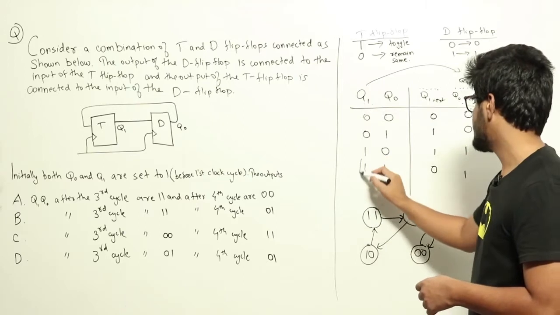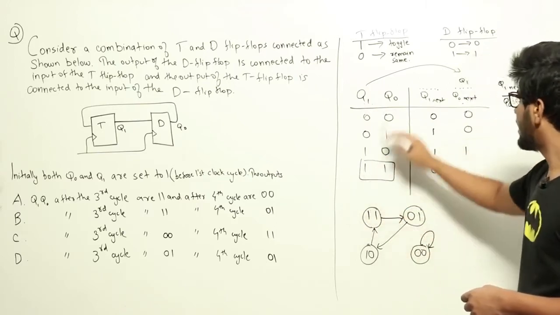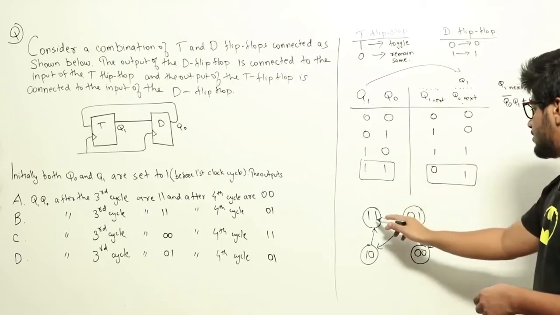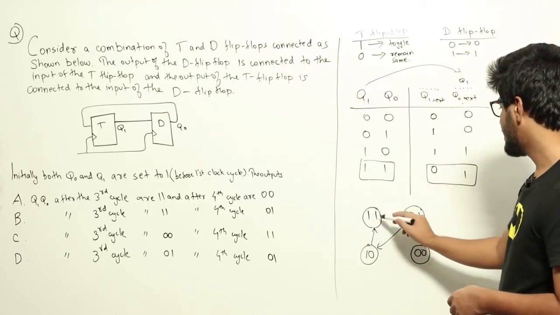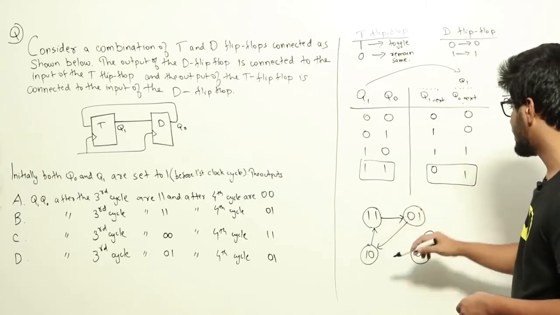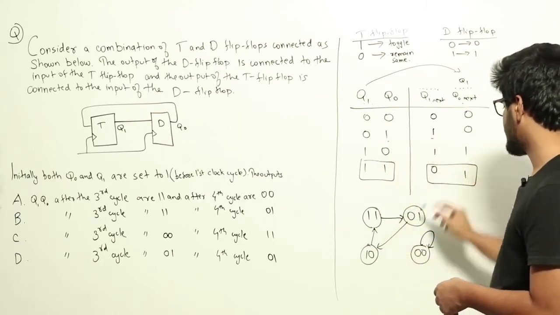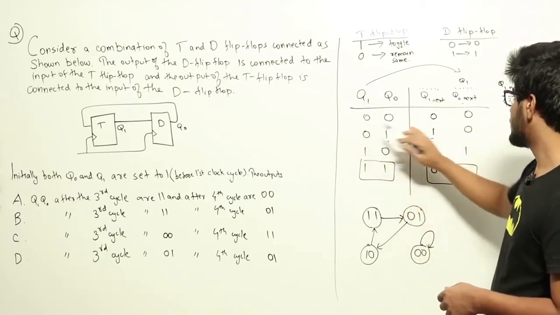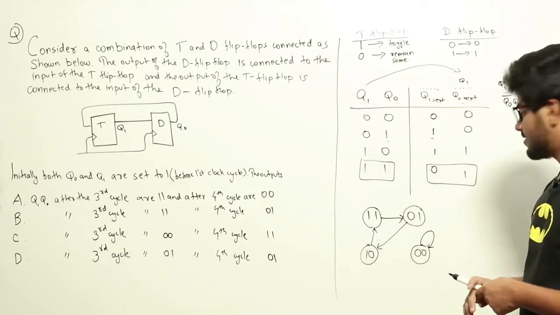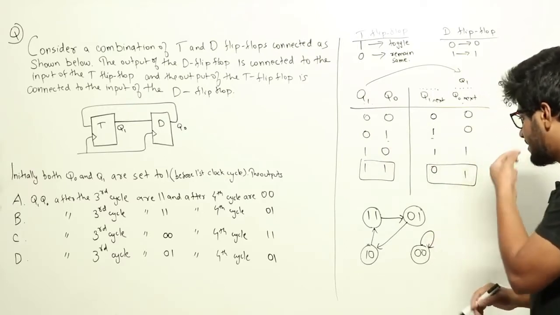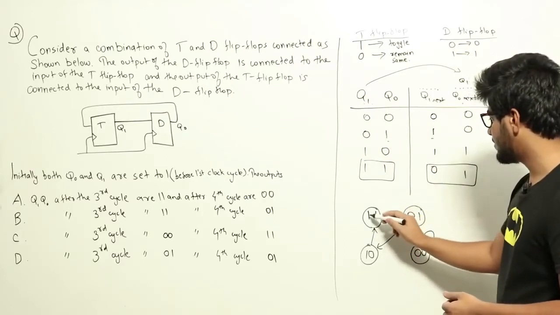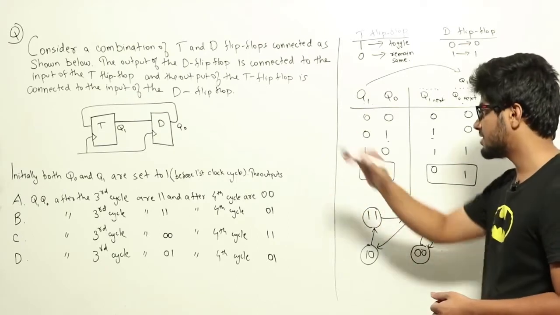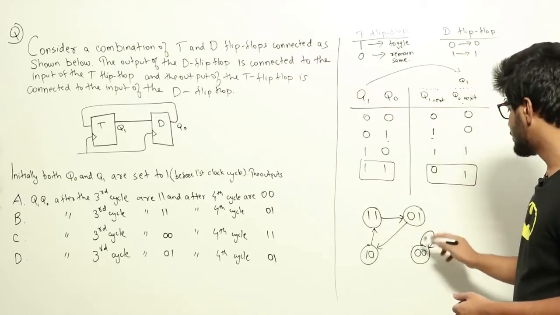Suppose let us take the state 11. For 11, after one cycle it will become 01, that I have shown here for the state 11. Similarly, 01 will go to 10, which I have drawn here. 10 will go to 11, and 00 will remain there only, 00 itself, as shown here. So this is the state transition diagram. You can see that if the state is any of these, it will just cycle between these three, and if the initial state is 00, then it will just keep on showing 00 only.